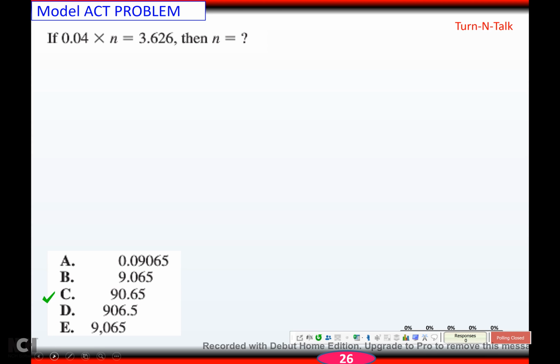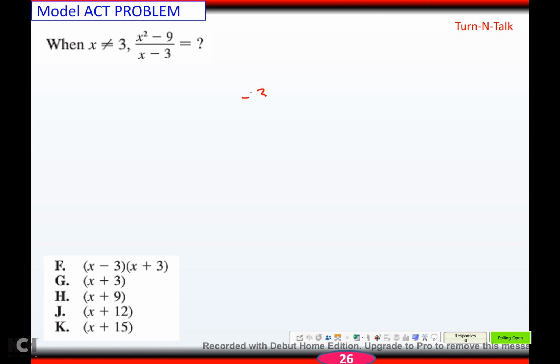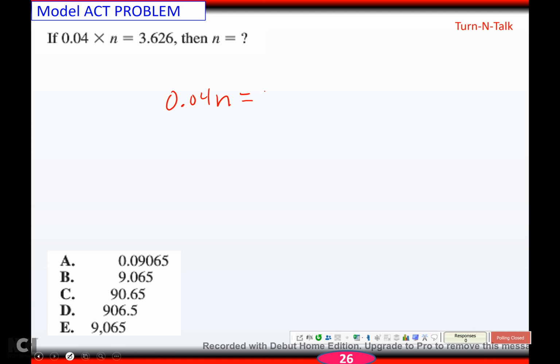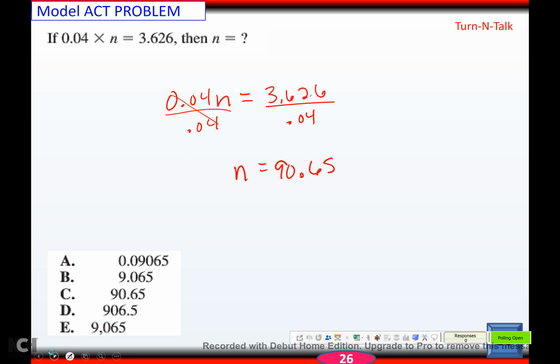Alright, and this is just a straight equation. It's got 0.04n equals 3.626. So to get n alone, I'm going to divide by 0.04, divide by 0.04, and I get n equals 90.65. Alright.